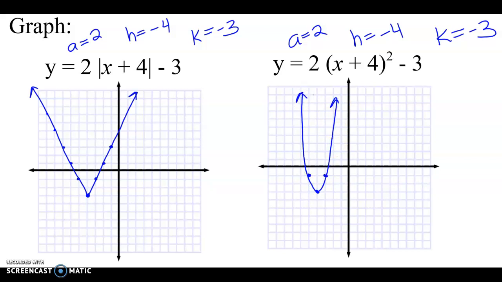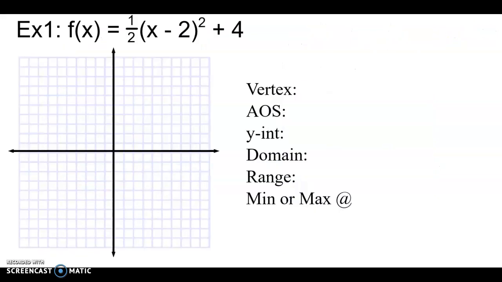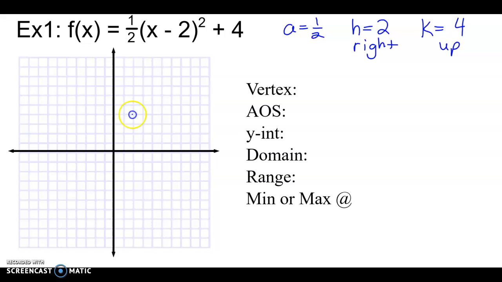Okay? So let's apply this. We've got 4 examples today and we're done. So here's example 1. What is A? 1/2. What is H? Positive 2. And K is 4. So we know this is going to go right 2 and up 4. That's your vertex. So go ahead and graph your vertex. Right 2, up 4.